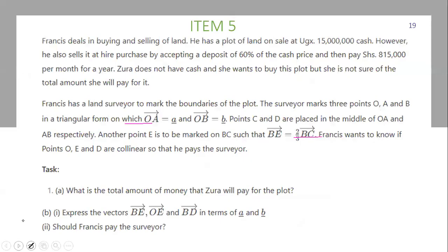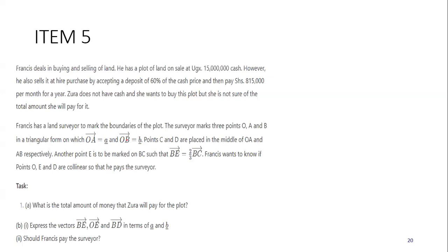Okay, this is our question that we are dealing with. Let me hope it is still clear here. So we are going to start. Let me hope you can be able to see it clearly here as well. Now they are telling us that Francis deals in buying. Now, people, I want us to pay attention to the presentation of your work. Francis deals in buying and selling of land.